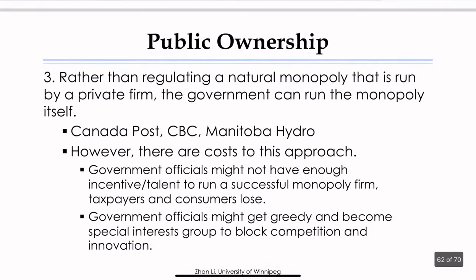Now, the third type of regulation is called public ownership. So, rather than regulating a monopoly, right, the government can just run the monopoly itself. Some examples are Canada Post, CBC, Manitoba Hydro. Right? So this is definitely a monopoly. And there are also some costs to this approach.